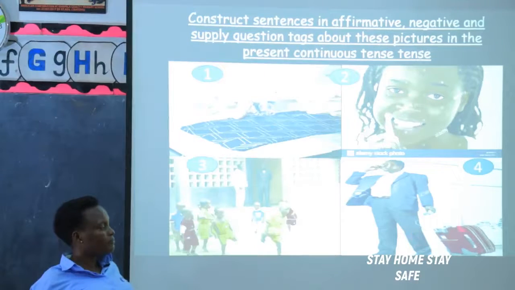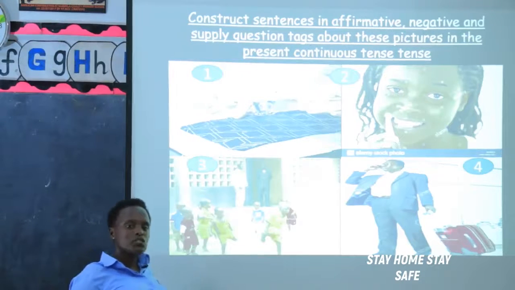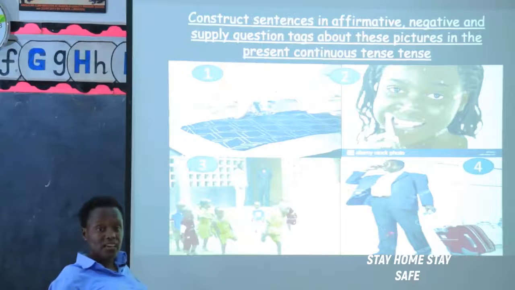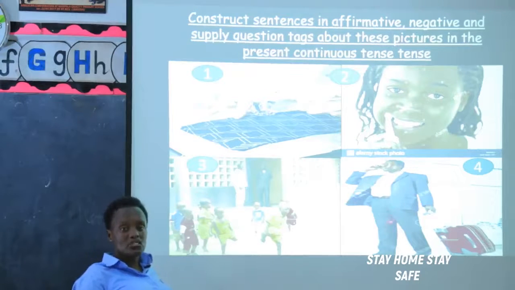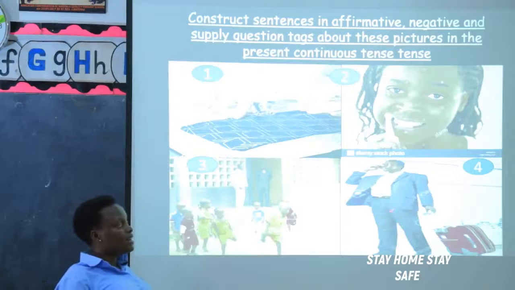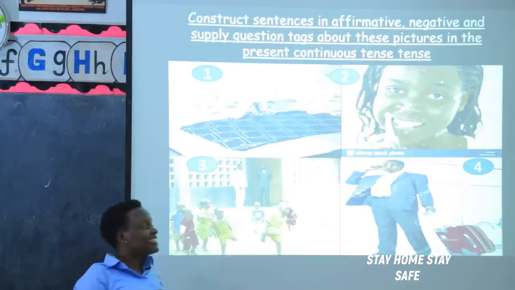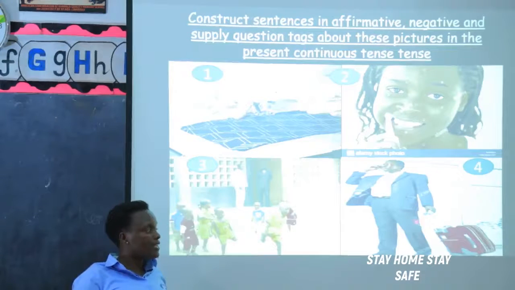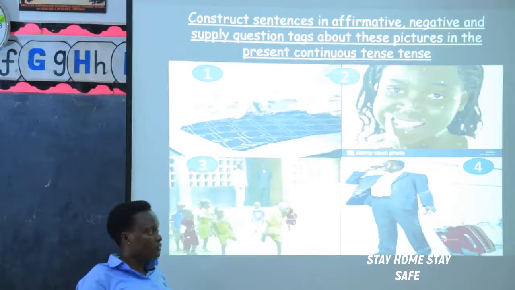The man is having this bag. So what do you think he's doing? He's going somewhere. So we are going to say, the man is traveling. When you have that statement, the man is traveling, that is in affirmative. Now, we change it to a negative sentence. The man is not traveling.